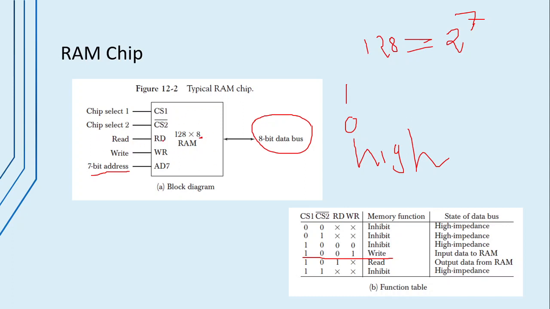Now in a read operation, whenever your read is set to 1, at that time your data will be transferred from the RAM to the outside. So in this case, if WR is 0 or 1, we don't care, meaning either value, but the read operation will be performed. So here there is output data from the RAM, and this works as an output operation.